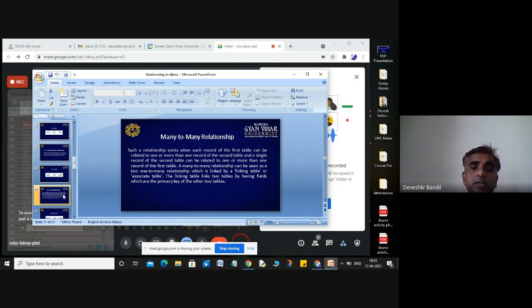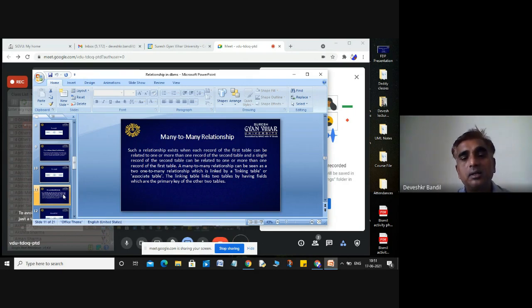This type of relationship exists when each record of the first table can be related to one or more than one record of the second table, and a single record of the second table can be related to one or more than one record of the first table. That is the many-to-many relationship. A many-to-many relationship can be seen as two one-to-many relationships, which are linked by a linking table or associate table.